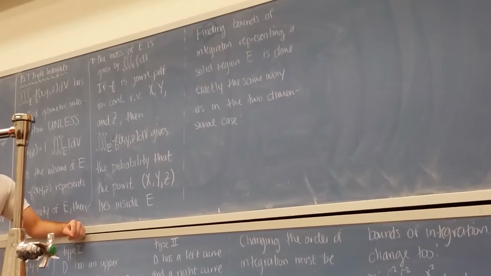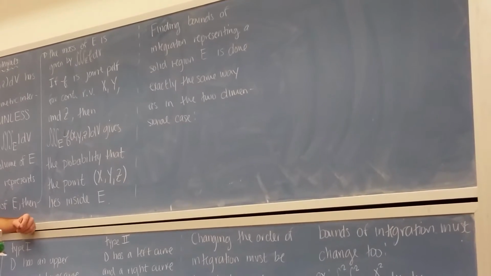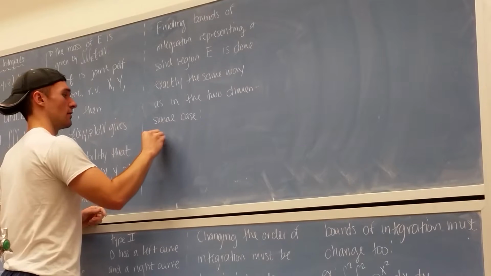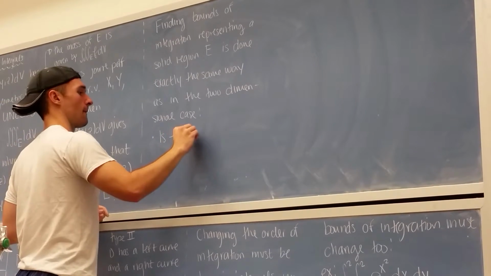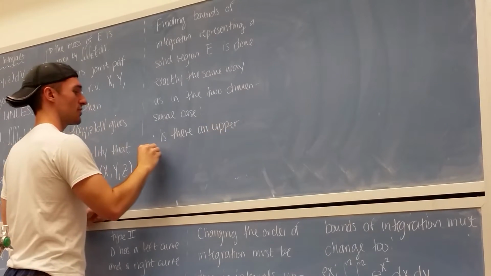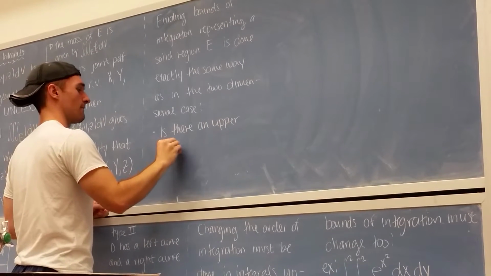Okay, so ask yourself these things when you're trying to figure out what the bounds are that describe a certain region E. Is there an upper surface and a lower surface?